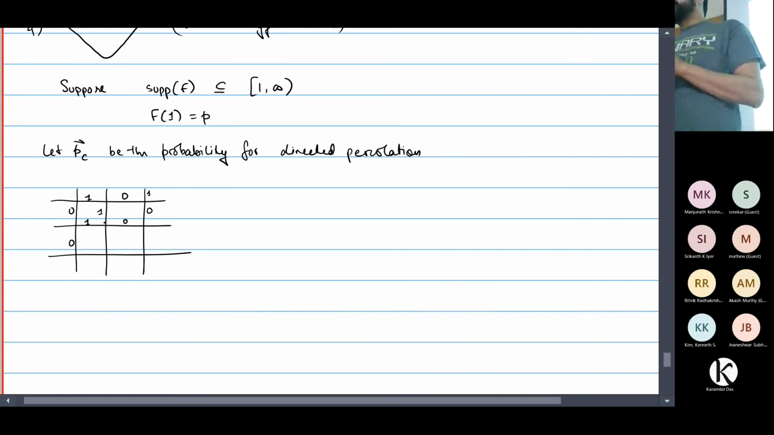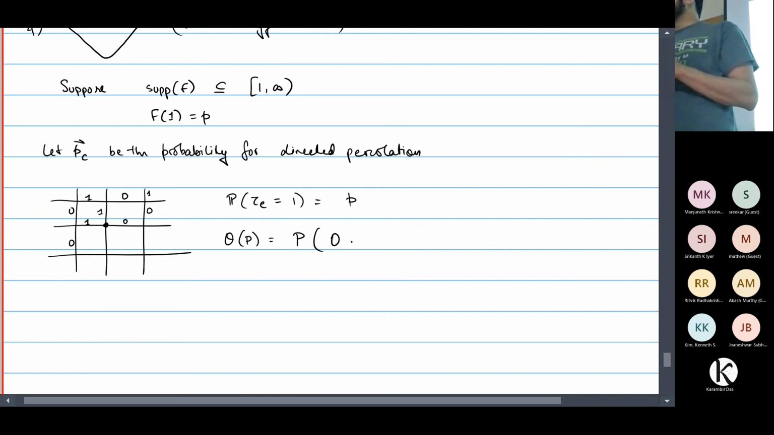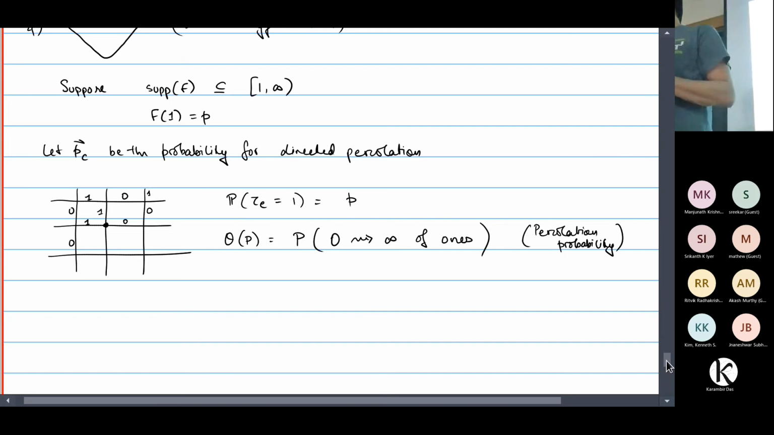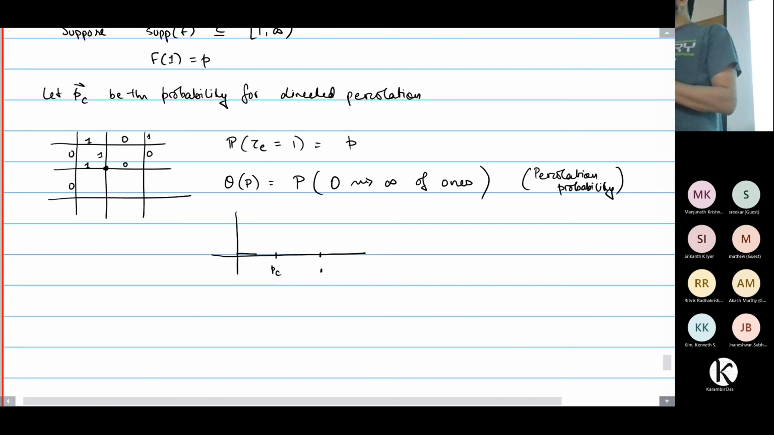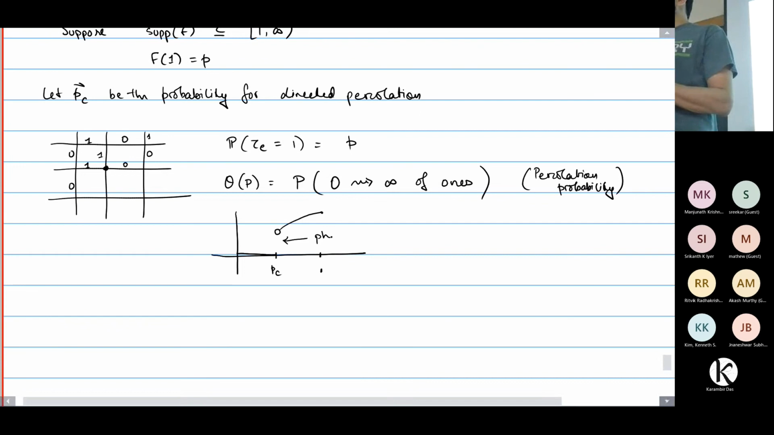And if this is the origin, I ask for the probability, and I say, first let me say that P of tau E equals 1 is equal to P, and I let theta P be the probability that 0 is connected to infinity. There is an infinite path of ones, and this is called the percolation property. So the classical theorems in this field say there's some PC between 0 and 1 such that theta P is 0 until PC and then suddenly jumps for P bigger than PC to 1. Right? And so this is an example of a phase transition.